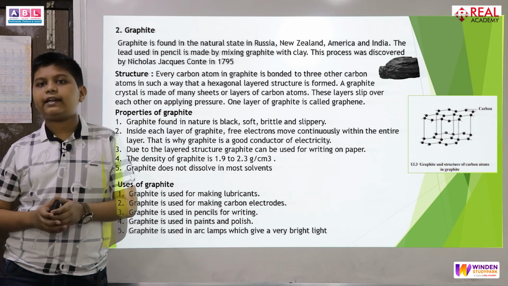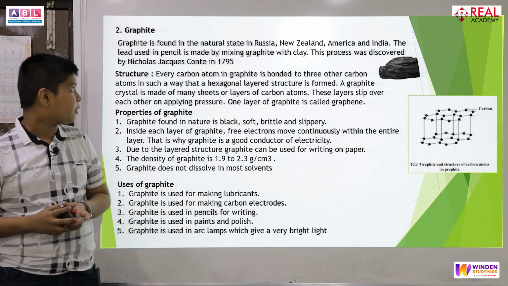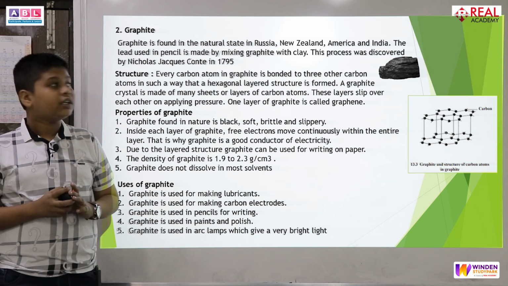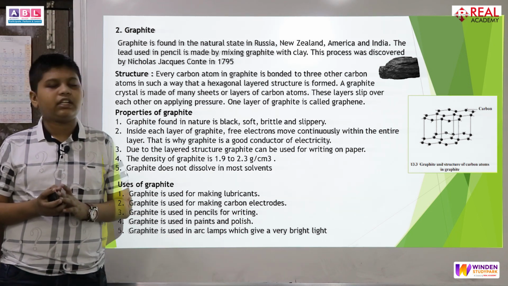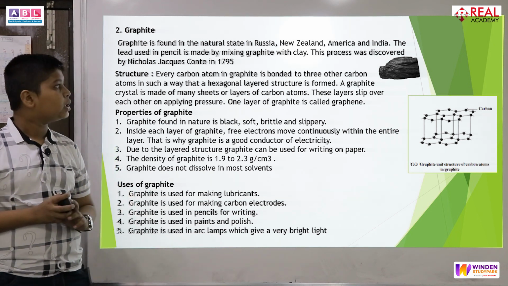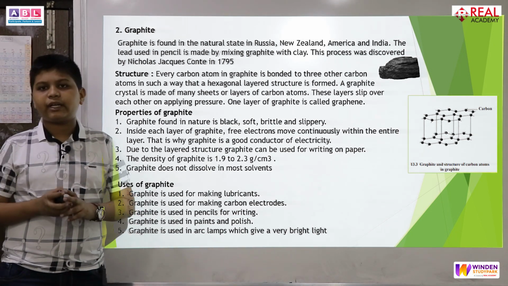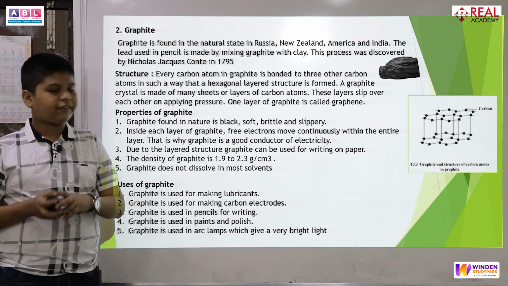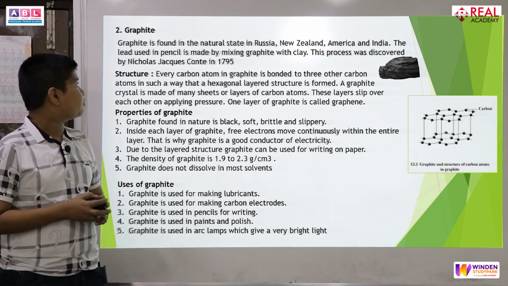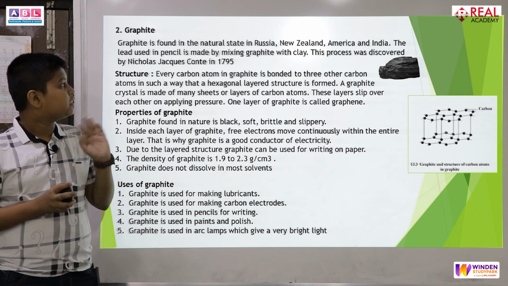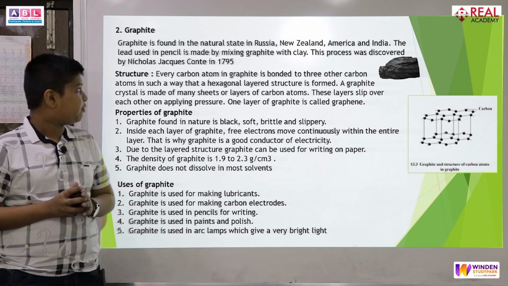Graphite is the second type of crystalline form of carbon. Graphite is found in nature in Russia, New Zealand, America and India also. The lead used in pencils is made from a mixture of graphite with clay. This process was discovered by Nicolas-Jacques Conté in 1795.